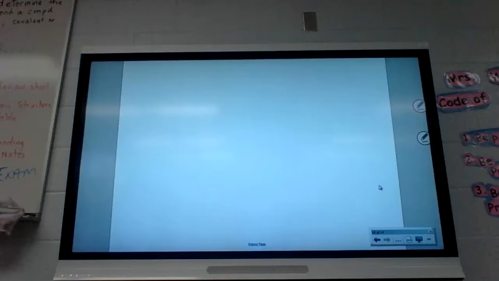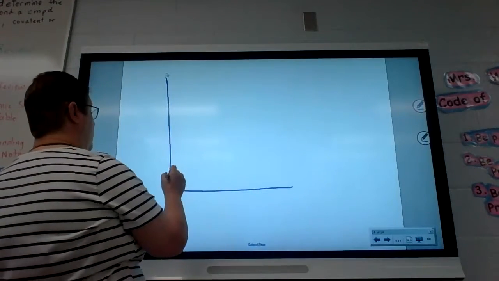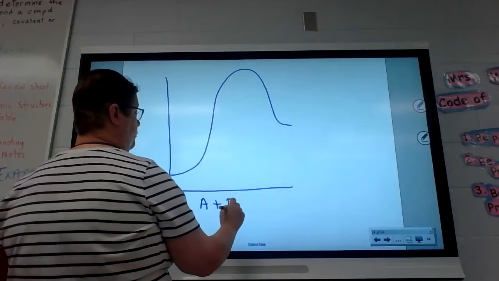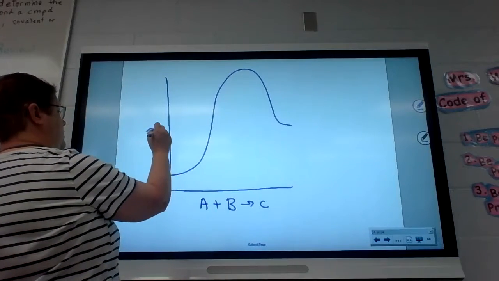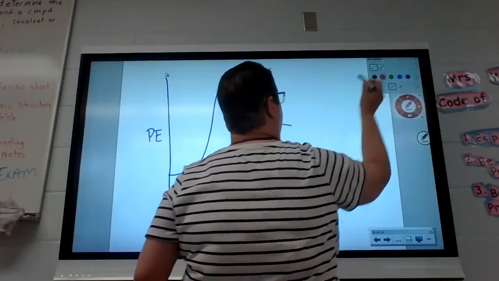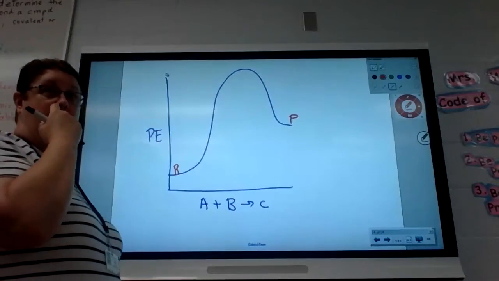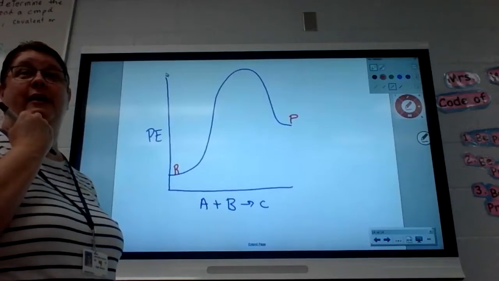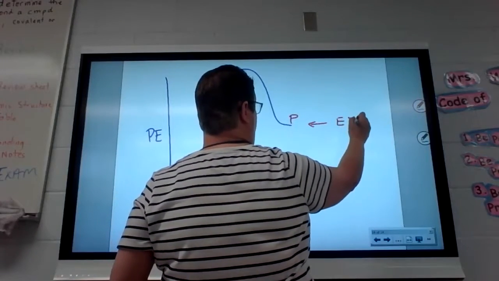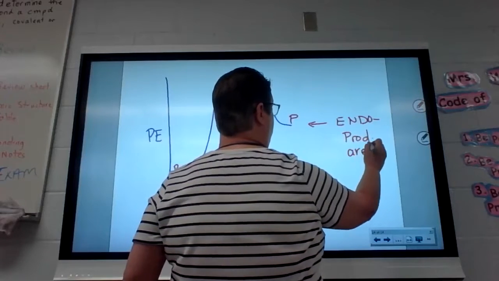All right, so if I draw one that's endothermic, just so you have one: this is exo, and to draw one that's endo, it would look like that. See the difference? The only difference is the reactants are here and the products are here. This is endo. How do you know it's endo? The reactant is below the product. That's right. This is endo because the products are higher.